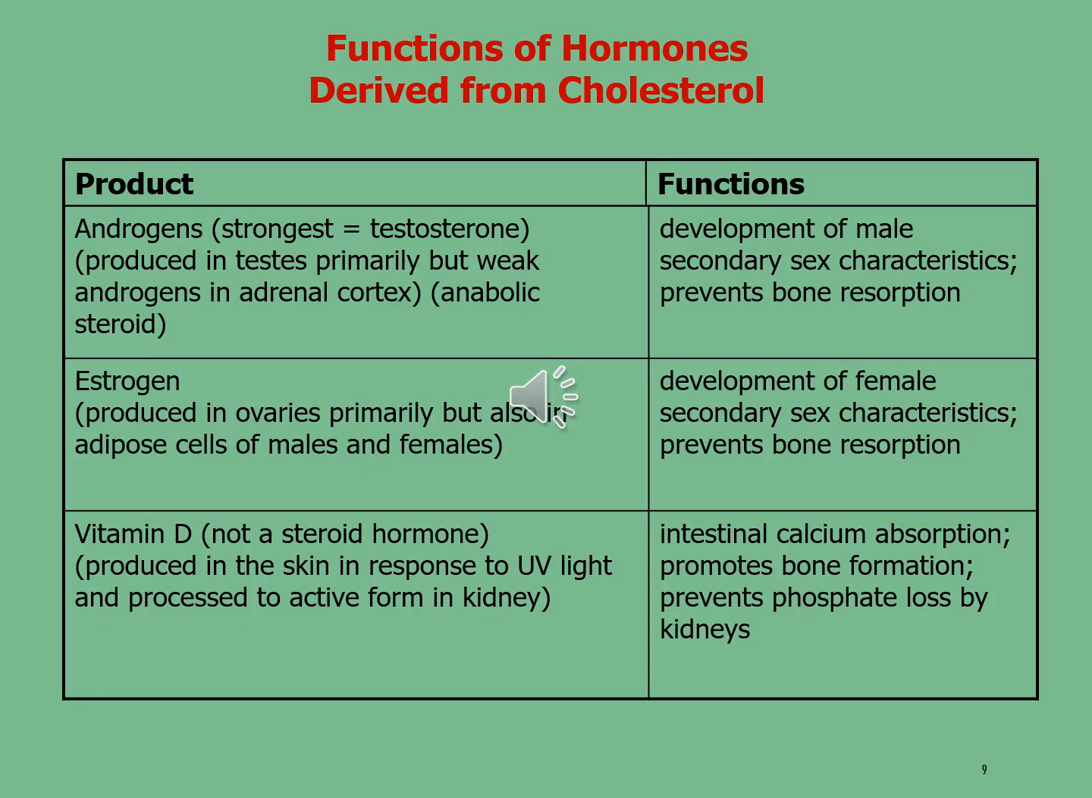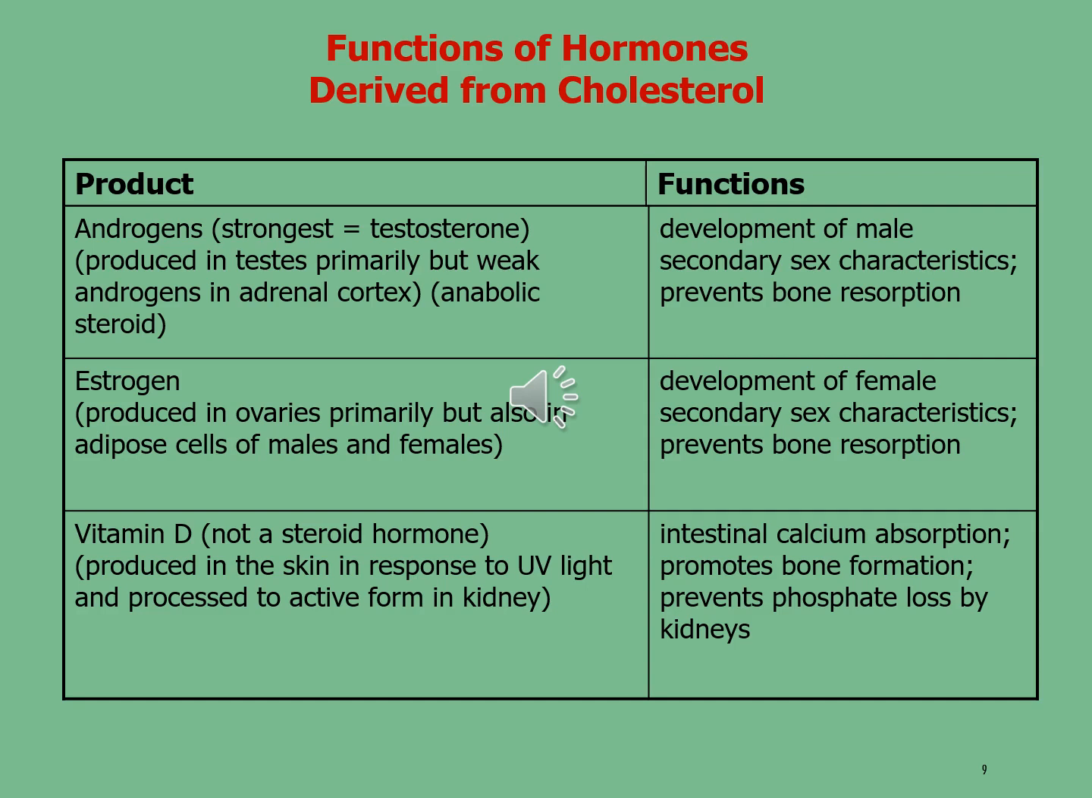First, the androgens. The strongest, that is testosterone, is produced in the testes primarily, but weak androgens are produced in the adrenal cortex, that is anabolic steroid. It is used for the development of male secondary sex characteristics and prevents bone resorption. The second hormone is estrogen, which is produced in the ovaries primarily, but also in the adipose cells of males and females. It is used for the development of female secondary sex characteristics and also used to prevent bone resorption.